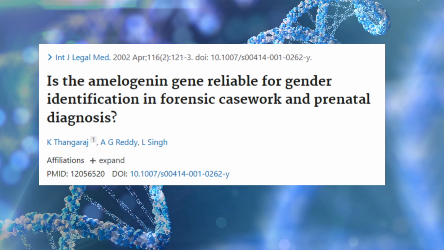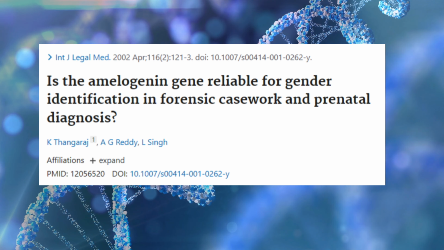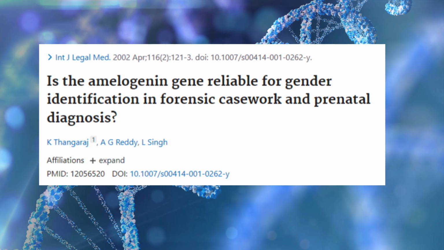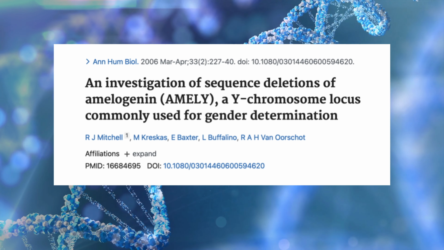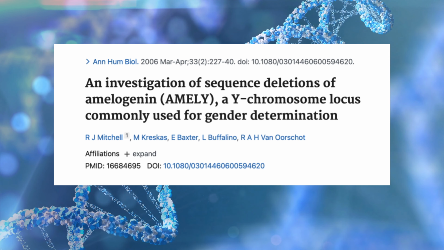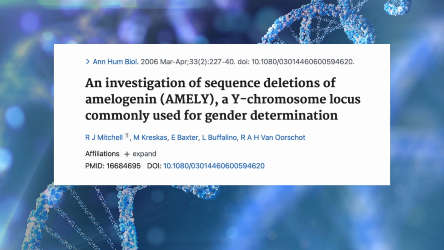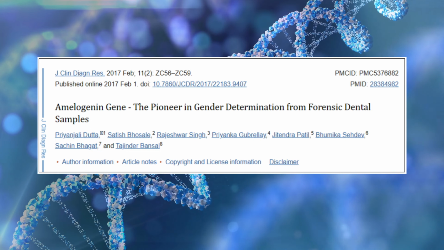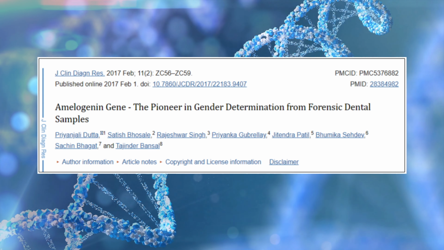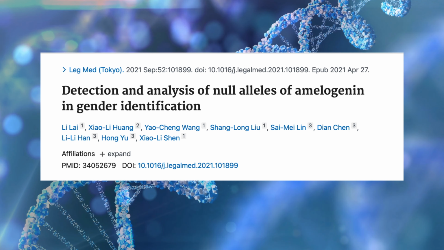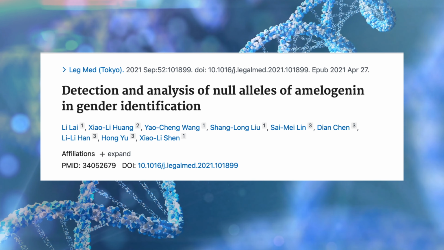Here are 4 examples. With example number 1: is the amelogenin gene reliable for gender identification in forensic casework and prenatal diagnosis? How about this one? An investigation of sequence deletions of amelogenin, a Y chromosome locus commonly used for gender determination. Here's another paper: amelogenin gene, the pioneer in gender determination from forensic dental samples. And finally, this paper here: detection and analysis of null alleles of amelogenin in gender identification.